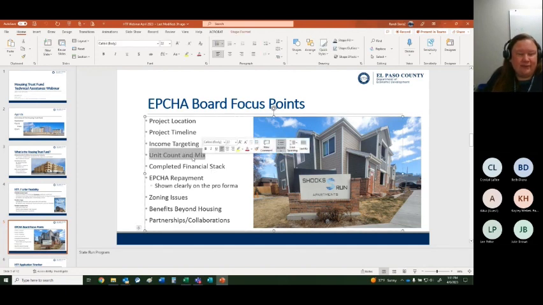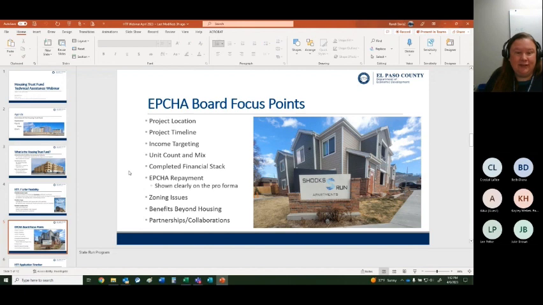Unit counts and mix. So if you're planning for those 3-bedroom units, those are hard to get in our community for low income families. We like to see those things as well. Completed financial stack. So they want to see that you've thought about how you're going to get financing for your project. We have no problem coming in first with El Paso County Housing Trust Fund money, but we want to know where the rest of the money is going to come from as well. They want to see the repayment. So we'll look at the application here in a second. It states right on there exactly how you are going to repay this housing trust fund.